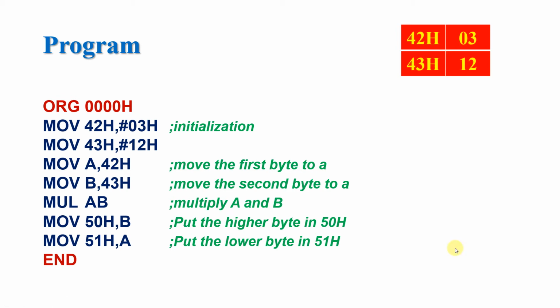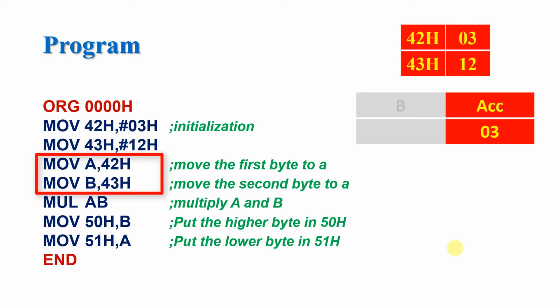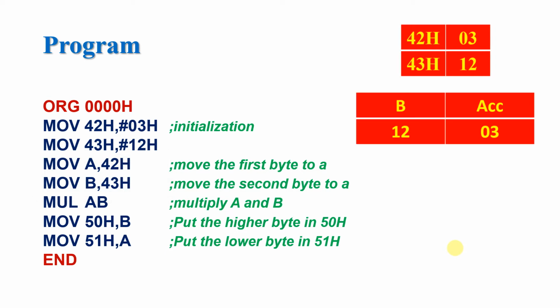So now we will move these two operands into the registers A and B, because the registers A and B are the input operands for multiplication operation. So 42 we will move to register A, and the content of 43 we will move into register B. So after these two instructions, the accumulator will contain 03 and B register will contain 12. So now we are ready to multiply these two numbers. So this instruction will be executed and multiply A and B.